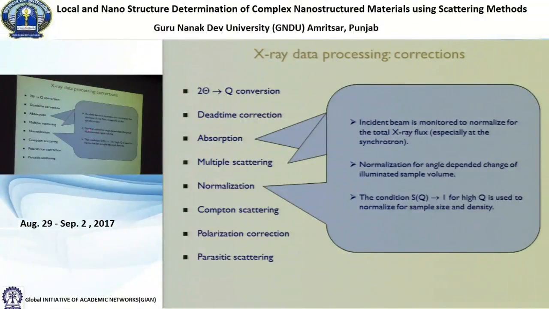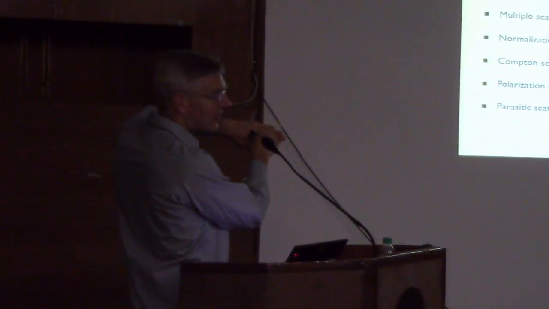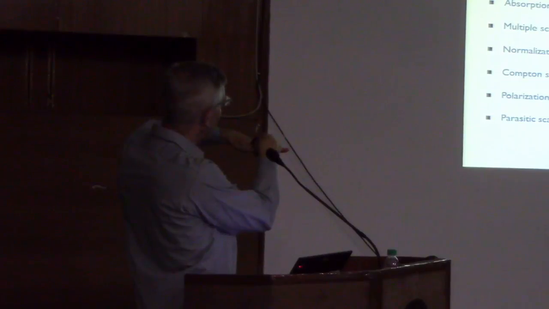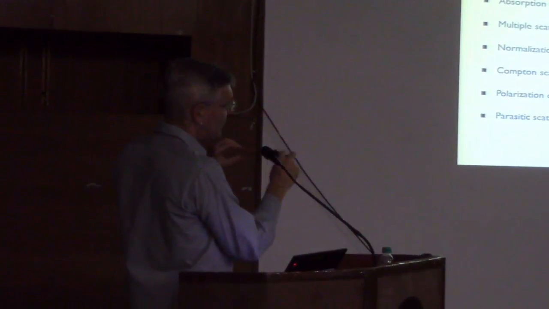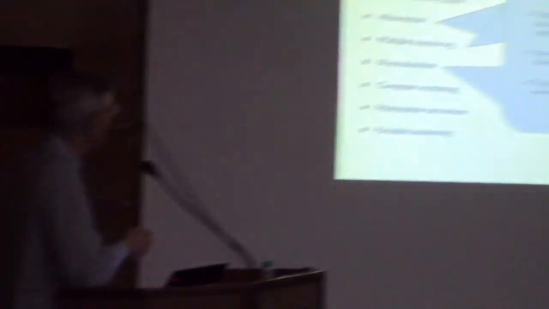There's a normalization for the angle-dependent change of the illuminated sample volume. If you have a capillary geometry, the amount of sample illuminated doesn't depend on angle, so it's a very nice symmetry. But if you have a flat plate geometry and you're doing symmetric flat plate, when you're at high angle doing backscattering, your beam size on the sample is almost the same size as your beam cross section. But when you're at glancing angle, at low angle, your beam size on the sample is much larger than your sample cross section. So the amount of your sample that's illuminated by the beam changes with angle. This is another correction that we have to do.